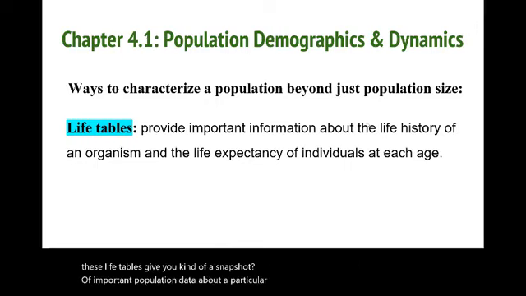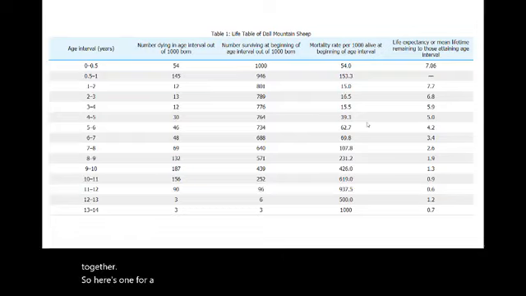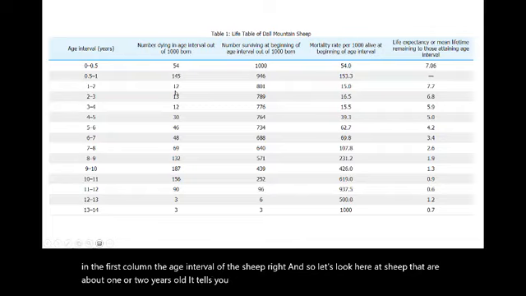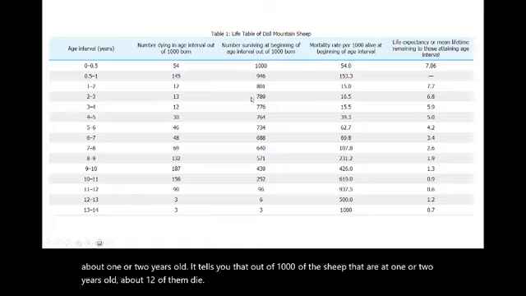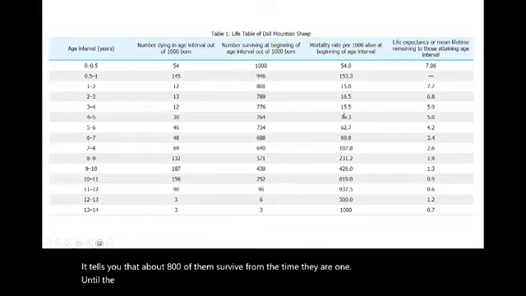So let's look at one of those together. Here's one for a particular type of sheep called a Dall Mountain sheep. And it tells you here in the first column the age interval of the sheep, right? So let's look here at sheep that are about 1 or 2 years old. It tells you that out of 1,000 of the sheep that are at 1 or 2 years old, about 12 of them die. It tells you that about 800 of them survive from the time they're 1 till the time they're 2 out of 1,000. So you can see that about 800 out of 1,000 survive.